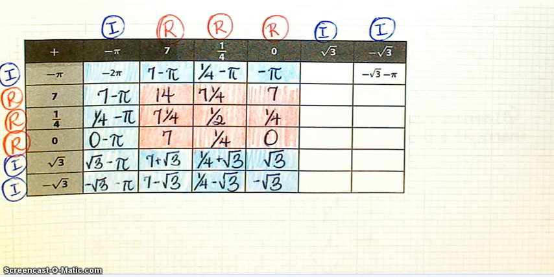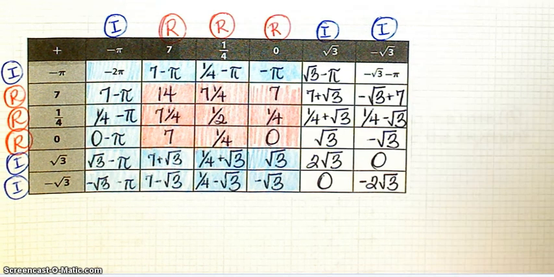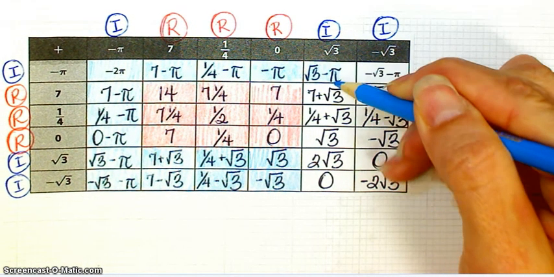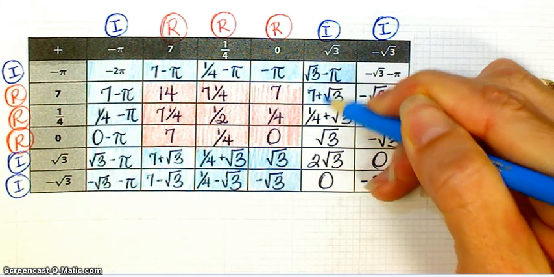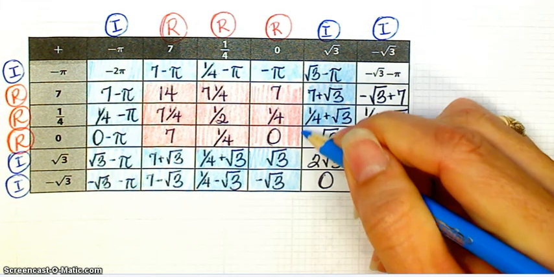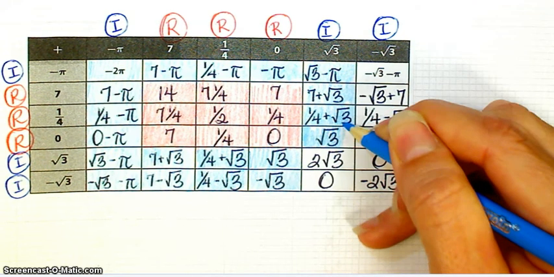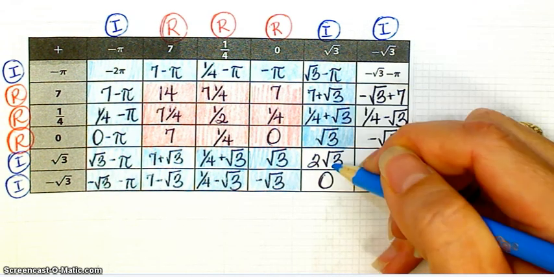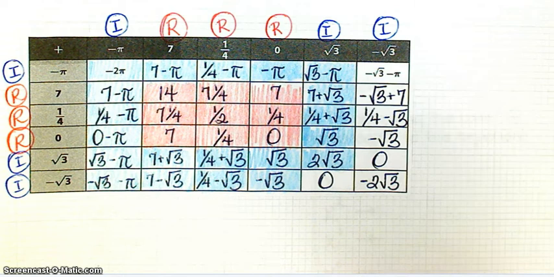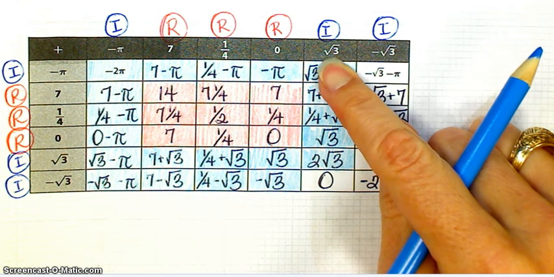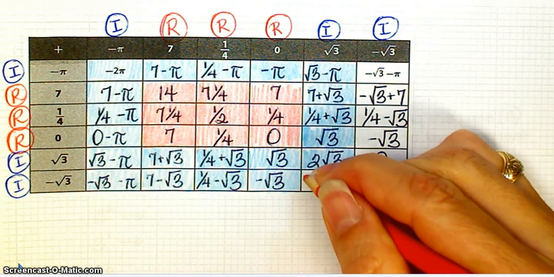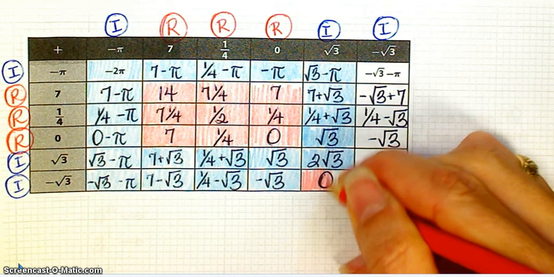Okay, let's do the next couple of columns. Okay, so I've added these two guys together. That's going to be irrational. 7 plus the square root of 3, that's irrational. 1/4 plus the square root of 3, that's irrational. 0 plus the square root of 3 is irrational. Square root of 3 plus the square root of 3 is 2 times the square root of 3. That's irrational. But the square root of 3 minus the square root of 3 gives us 0, and that is rational.